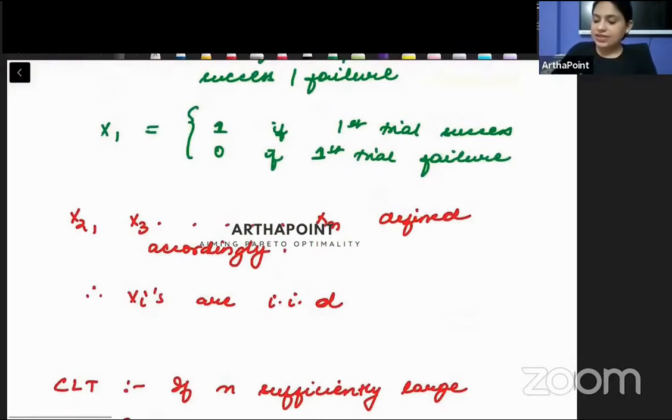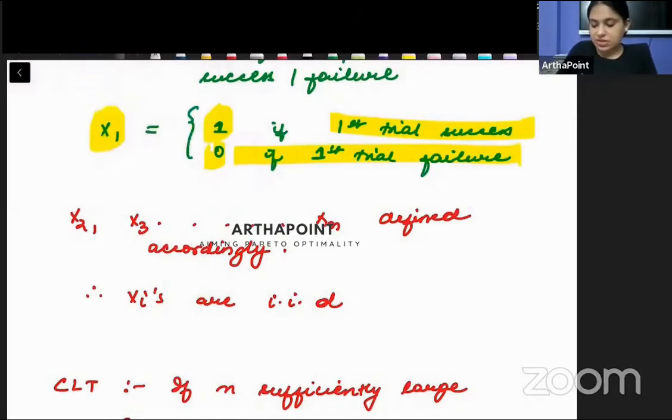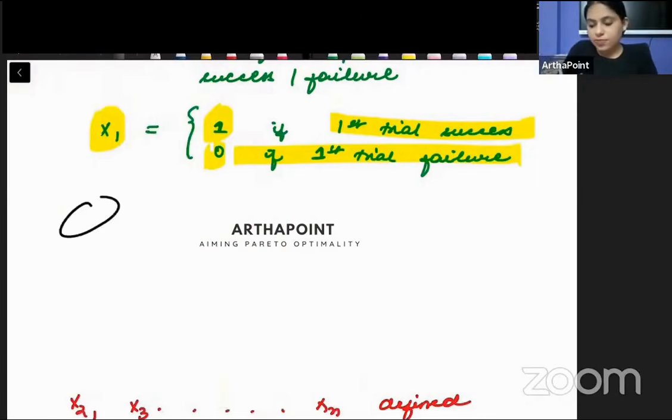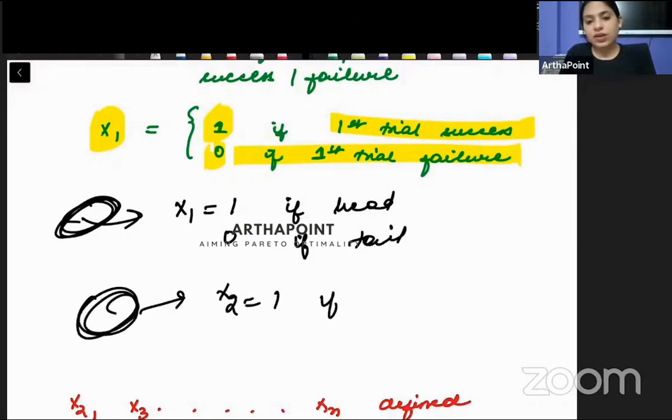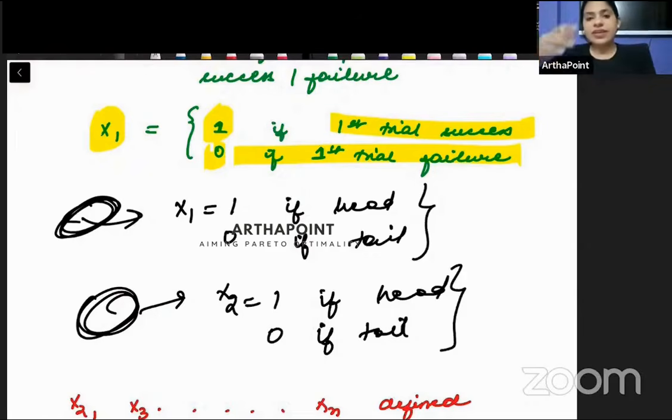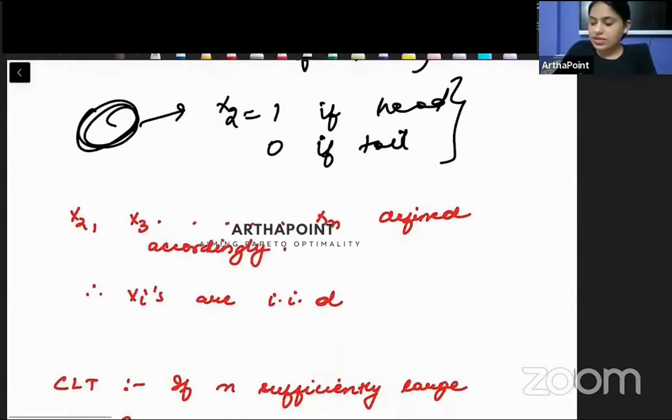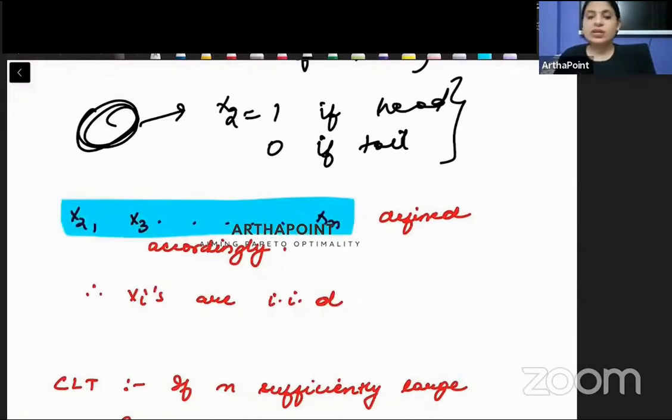So what I have done is let X1 represent 1 if success and 0 if failure. तो हमने ऐसा कुछ represent कर दिया कि when the first coin is tossed, जब हमने पहला coin toss किया, so X1 will take the value 1 if I get head in it, and X1 will take the value 0 if I get tail in it. Then I toss the second coin, so X2 will get the value 1 if I get head in it, and X2 will get the value 0 if I get tail in it. So ऐसे करके we have created X1, X2, X3 so on till Xn. हमने X1 to Xn को generate कर दिया है.